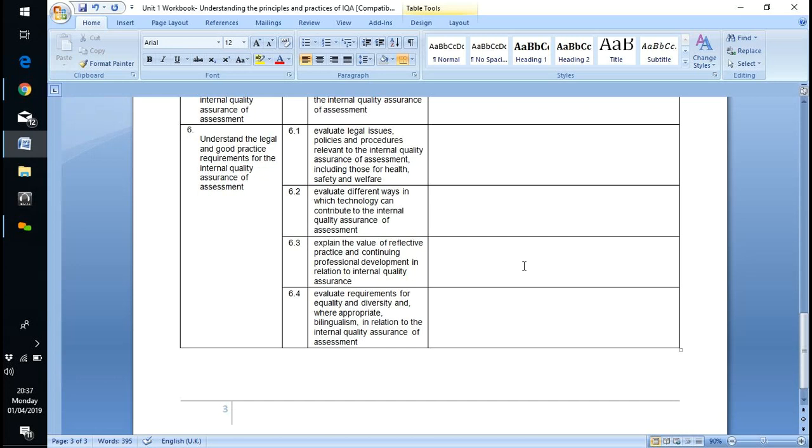Explain the value of reflective practice and continuing professional development in relation to internal quality assurance. Well, quite honestly, this is no different to any form of reflective practice that you do as a teacher, as an assessor, and certainly as an IQA. And that is looking backwardly at what you've done, what you've set in place, and what you've done in practice. And it's just like any cycle. You review what's been done. Has it worked? Has it not worked? Are there things that can be improved?